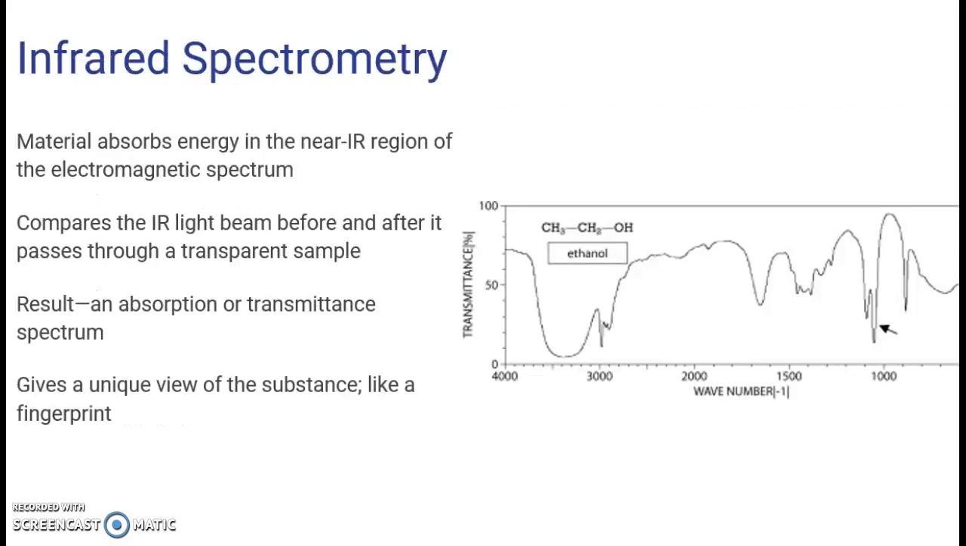Infrared spectrometry is where the materials will absorb the energy in the infrared or near infrared region on the spectrum. So it compares the infrared light beam before and after it passes through the sample. The result will be an absorption or transmitted spectrum, which is shown to the right, and it gives a unique view of the substance. This again is like a fingerprint. So the one there is for ethanol, which is alcohol that people drink. So alcohol that's found in beer or wine or liquor.